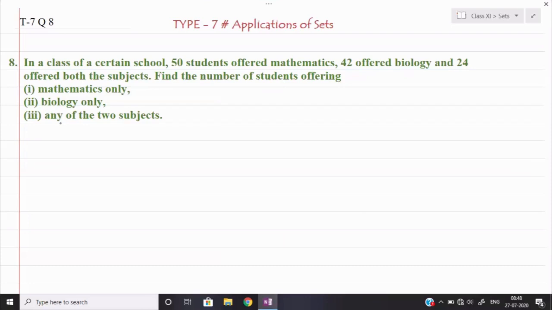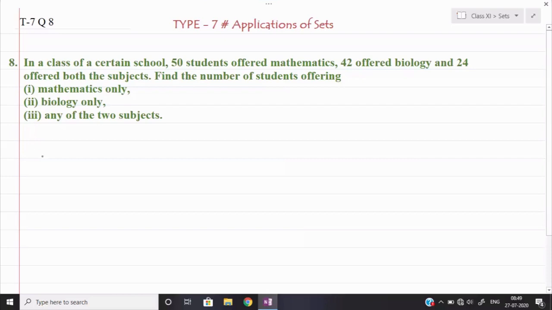Either they are asking intersection, or they are asking union, or they are asking the set of n of A, n of B, or the number of only A, only B, such kind of things only they are asking. So if you carefully look at the possibilities, definitely you will find out the part number 3rd is given about the union only.